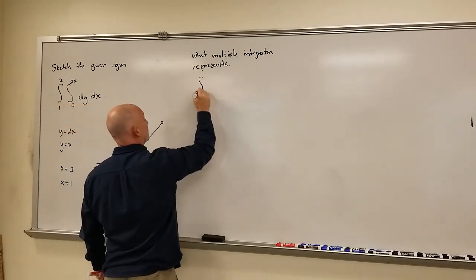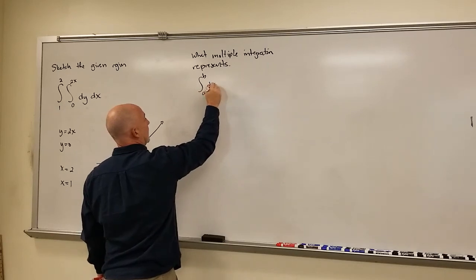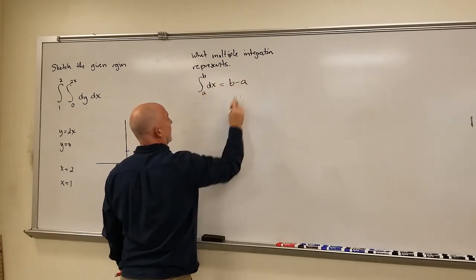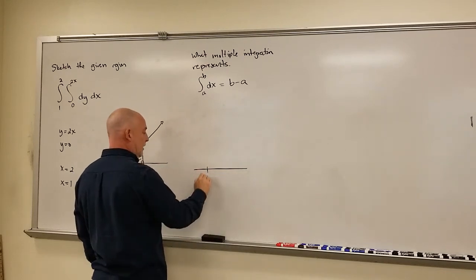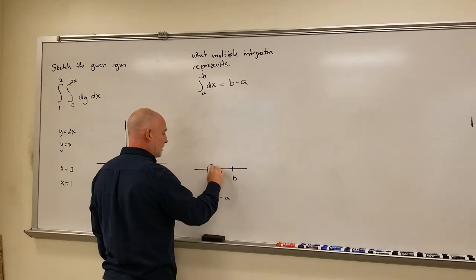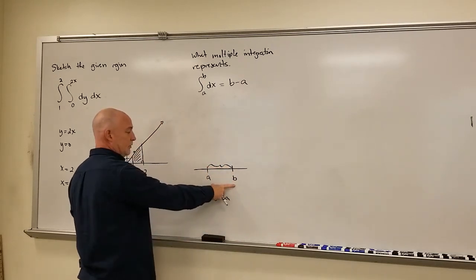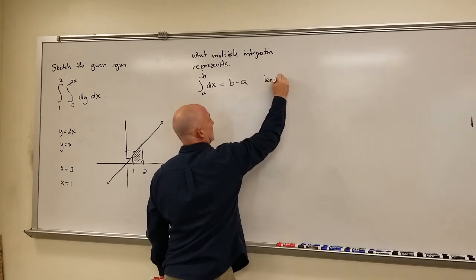From Calc 1, if we're doing the most basic integral, the integral from a to b of dx, well, that's just b minus a. And if you think about that integration, we're only integrating in one direction from a to b. And when you do b minus a, you end up with the length between them. So this is a length.